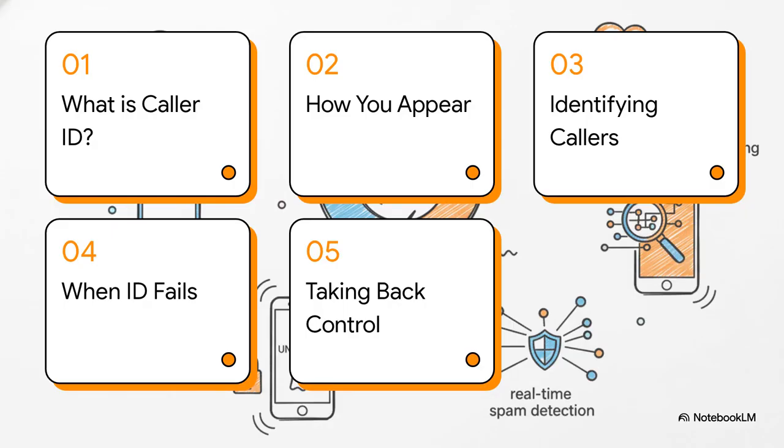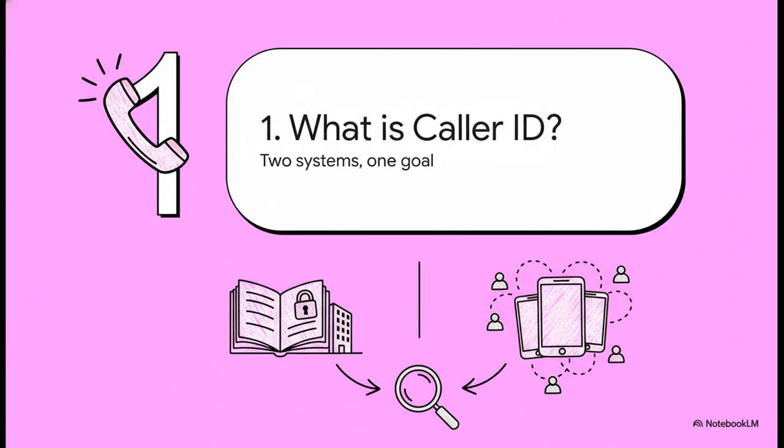So, to get to the bottom of it, here's our game plan. We'll start with what caller ID even is, then look at how businesses broadcast their names. After that, we'll flip it around and see how your phone figures out who's calling you. We'll also dig into why it sometimes fails, and best of all, how you can take back a little bit of control. All right, first up, what exactly is caller ID?